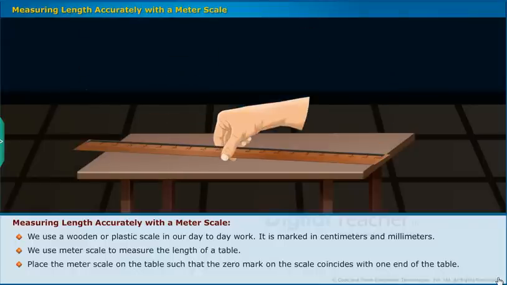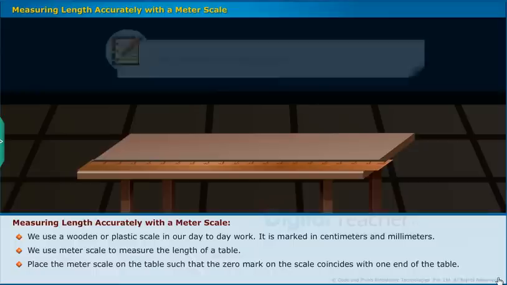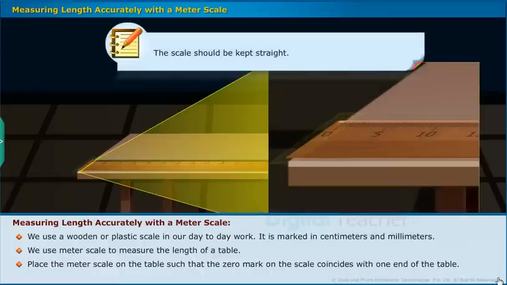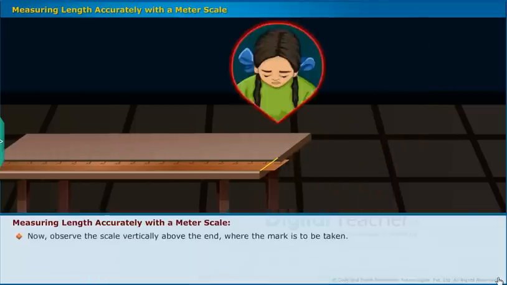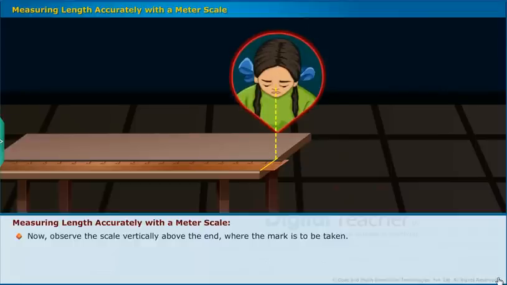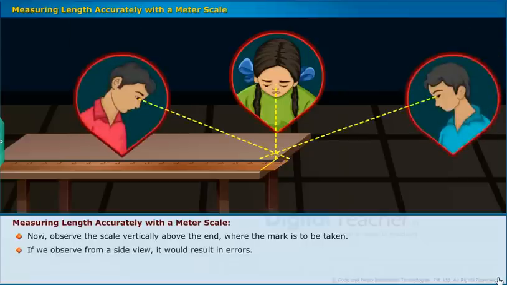Place the meter scale on the table such that the 0 mark on the scale coincides with one end of the table. Note: the scale should be kept straight. Mark the point on the scale that coincides with the other end of the table with the help of a marker. Now observe the scale vertically above the end, where the mark is to be taken. If we observe from a side view, it would result in errors.